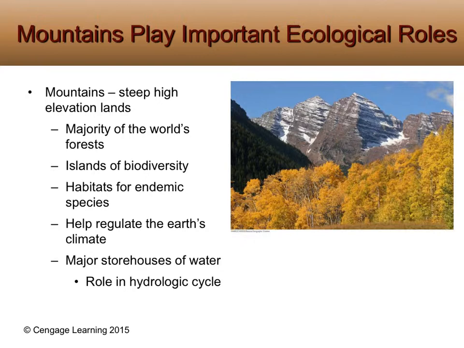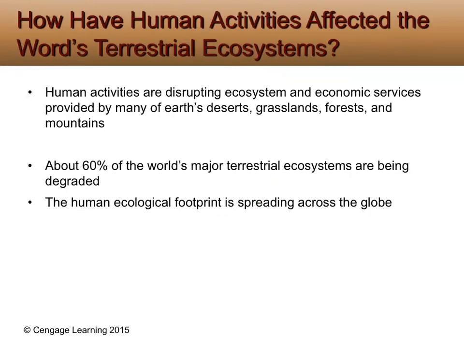Endemic species are species that only live in one part of the world. For example, in Madagascar, we have some creatures that only live in Madagascar. So if they're threatened or wiped out there, they're going to be extinct throughout the world. They do help regulate the Earth's climate. When we talked about windward and leeward side, that's an example. They're a major storehouse for water, with a very, very big role in the hydrologic cycle.